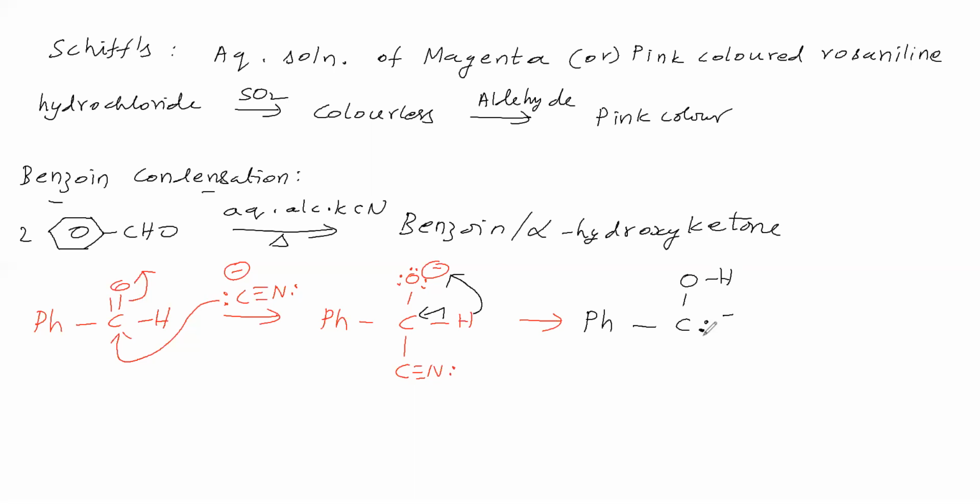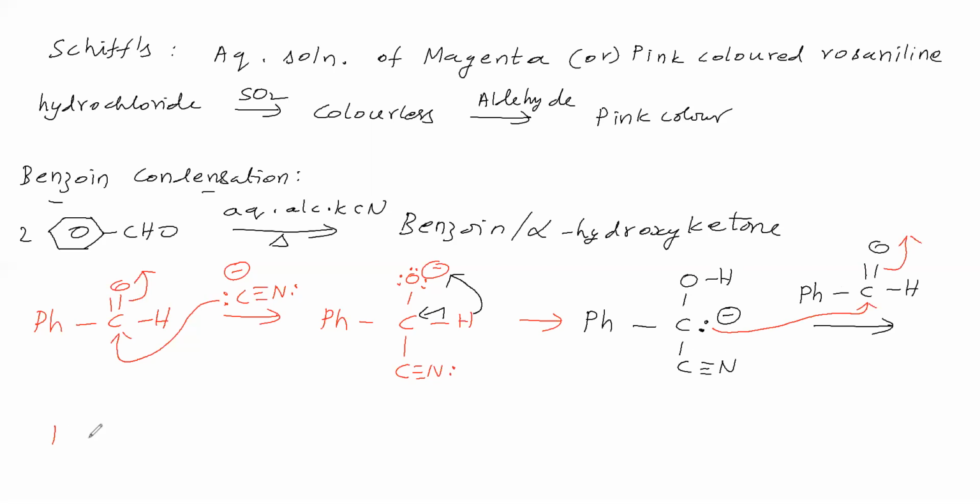This carbon becomes a carbanion. Here, cyanide. Next, this carbanion is attacking benzaldehyde. This C minus is attacking this carbon. This bond is shifting to this O.